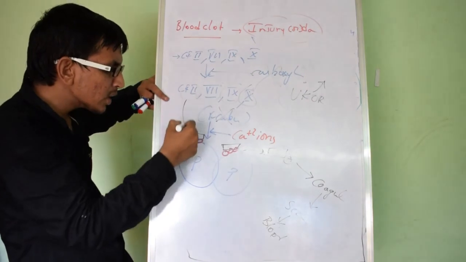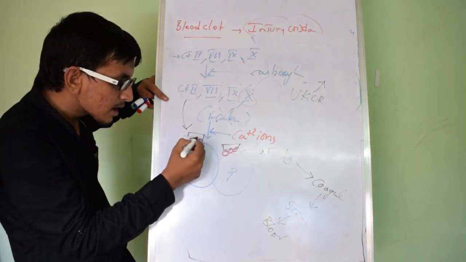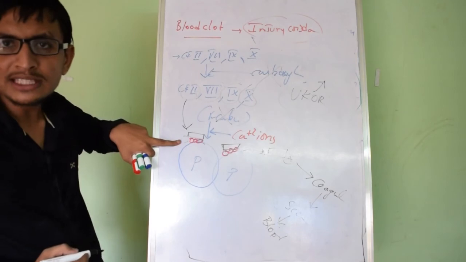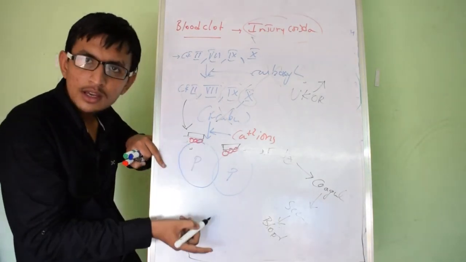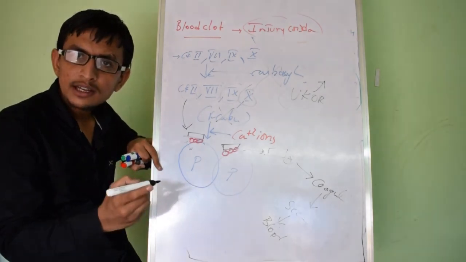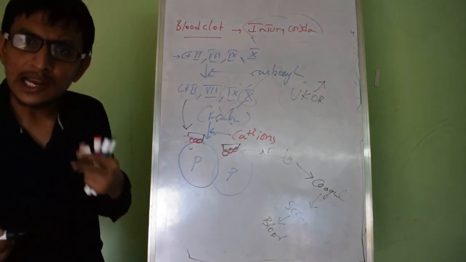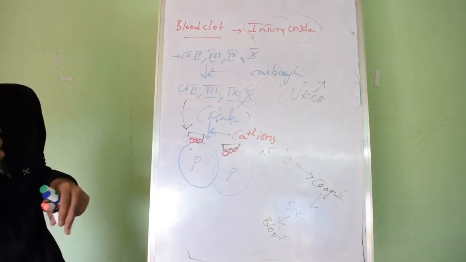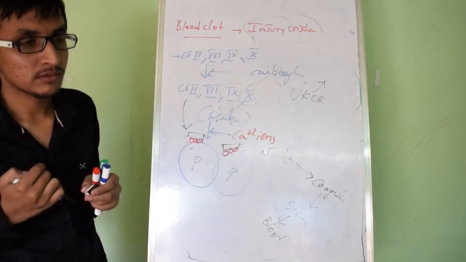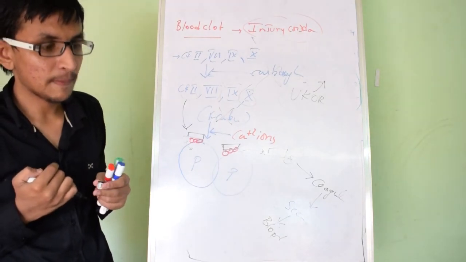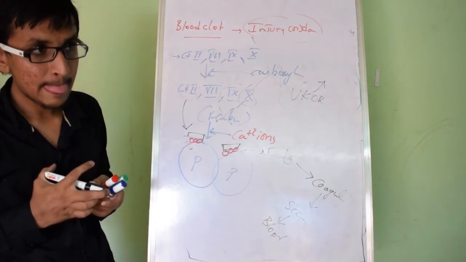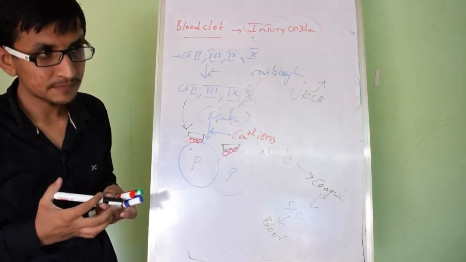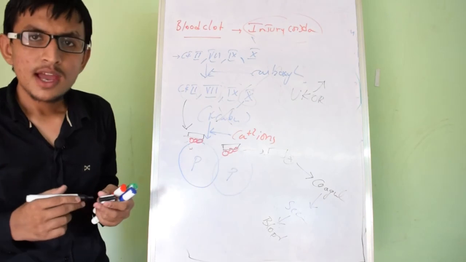If you don't have these residues, you are not having the ability to bind with calcium. If you are not having the ability to bind with calcium, then you are not having the ability to bind with the anionic phospholipid surface of the platelets. Yes, why do we need calcium?